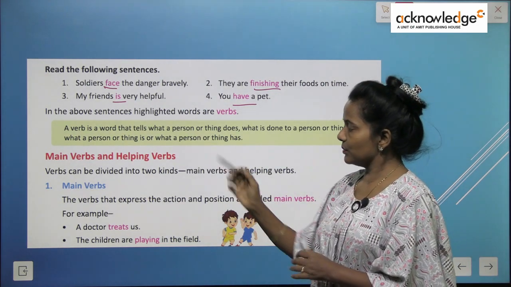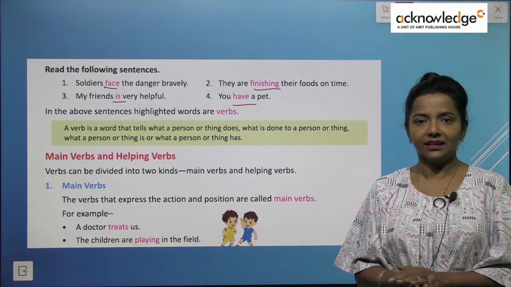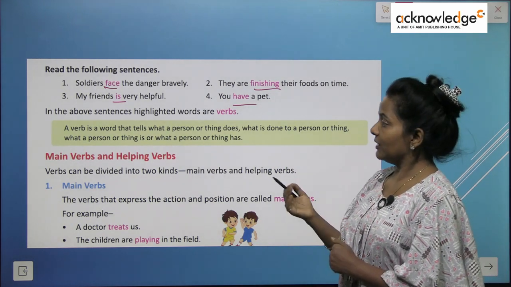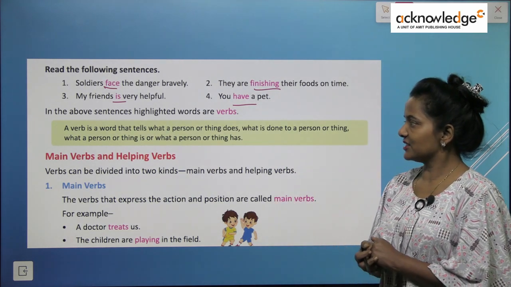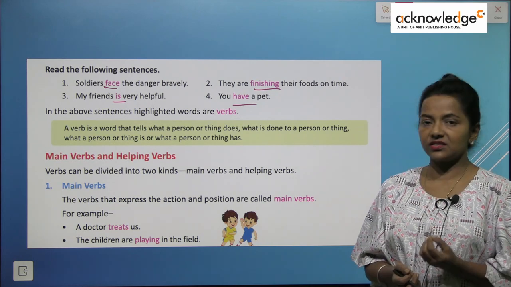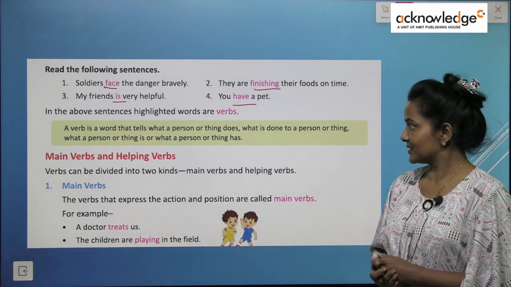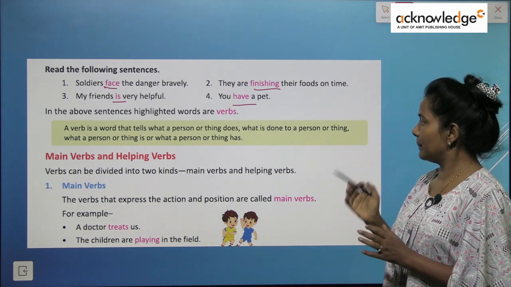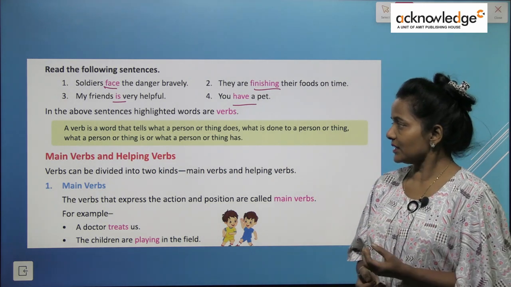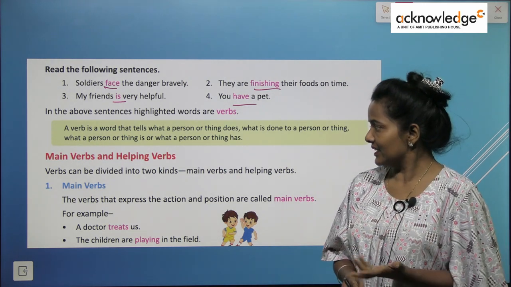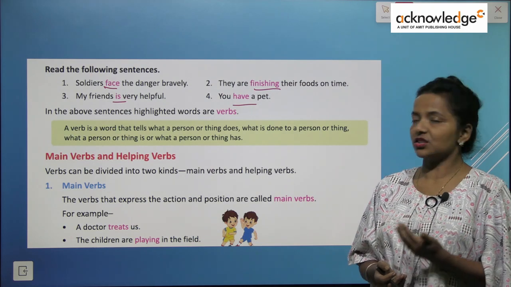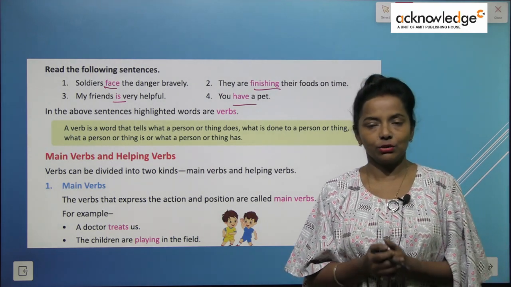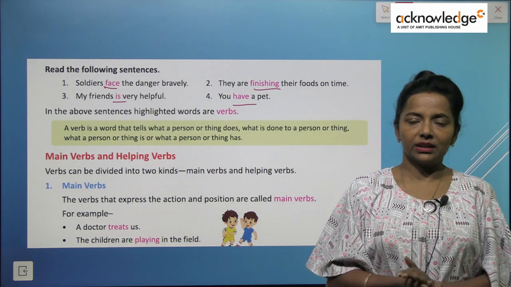A verb is a word. Verb क्या है? अब हम इसे ध्यान से पढ़ेंगे. A verb is a word that tells what a person or thing does, what is done to a person or thing, what a person or thing is, or what a person or thing has. Now children, verb क्या होता है?